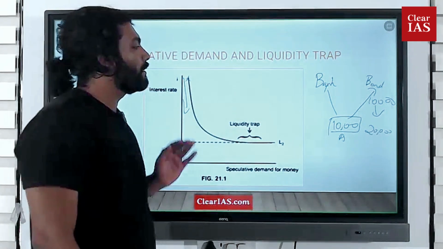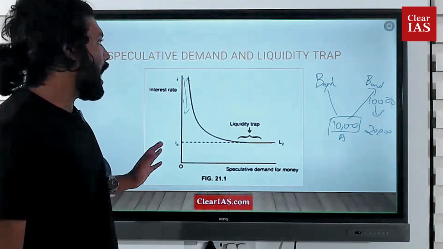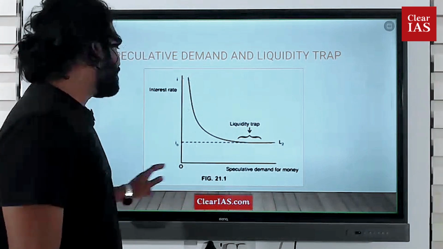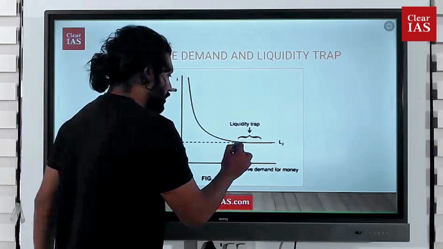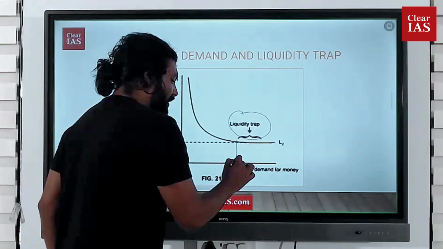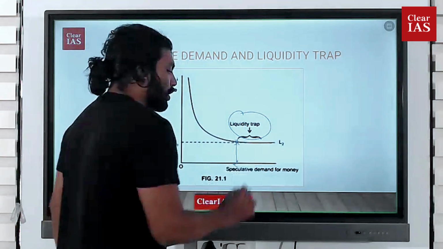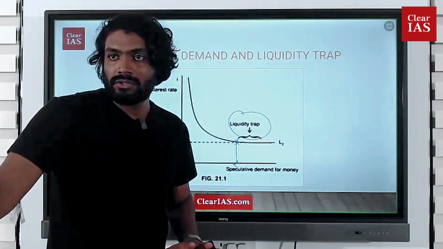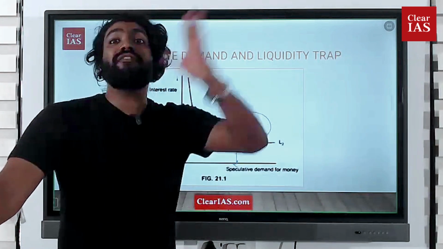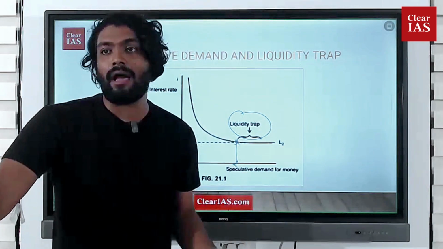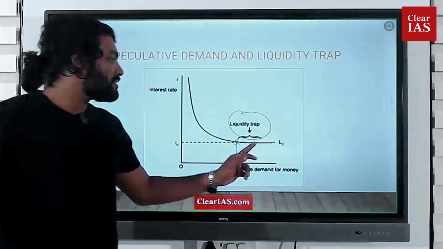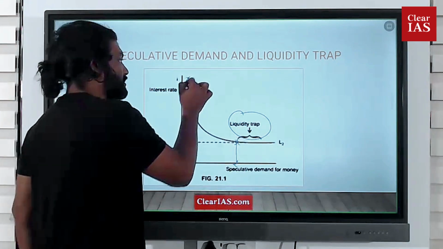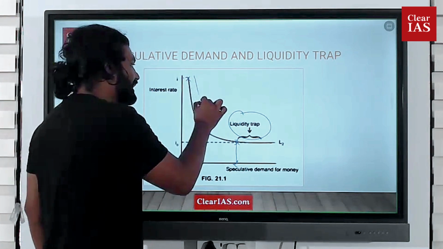Okay. So this is speculative demand. And this is the graph that represents speculative demand. If interest rate is very low, take this for example, liquidity trap, I'll explain this. If interest rate is very low, the only chance is that it will increase in the future. So instead of investing in bonds, it is safer to invest in the banks because interest rate will rise for sure. So then speculative demand is high. It is higher. But when interest rate is the highest, the only chance is that it will decrease in the future.